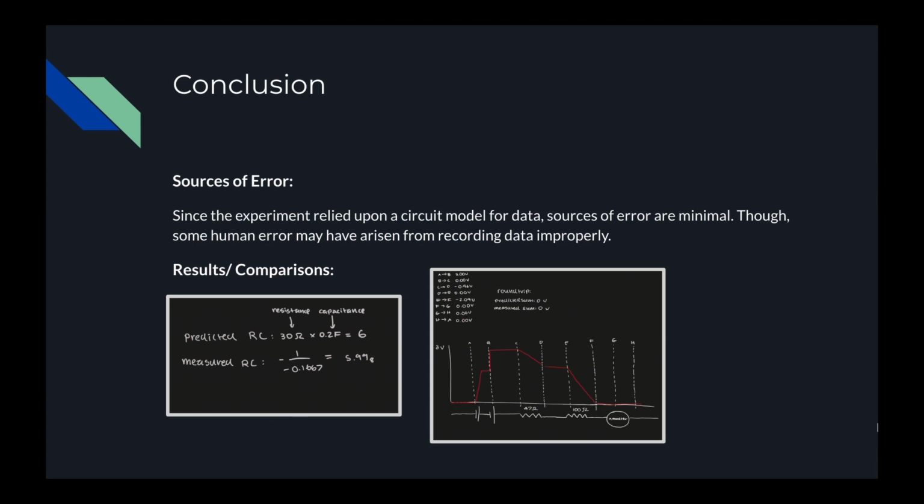The sources of error in this lab are limited since the experiment relied upon a circuit model for data, though some human error may have arisen from recording data improperly. In general, the predicted values and the experimental values were the same, thus supporting the underlying physical principles of the steady state, Kirchhoff's law, Ohm's law, and the law of capacitance.